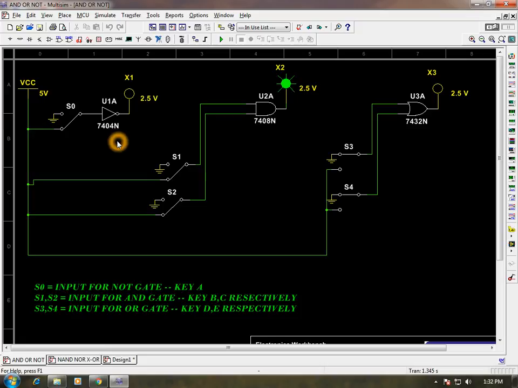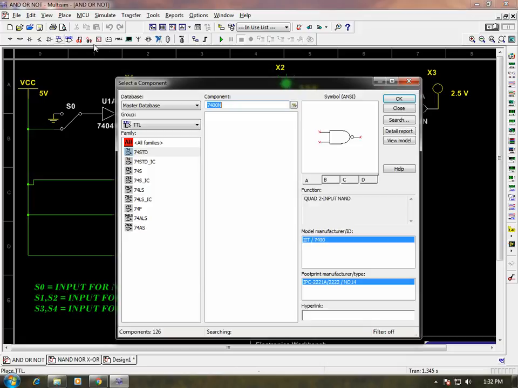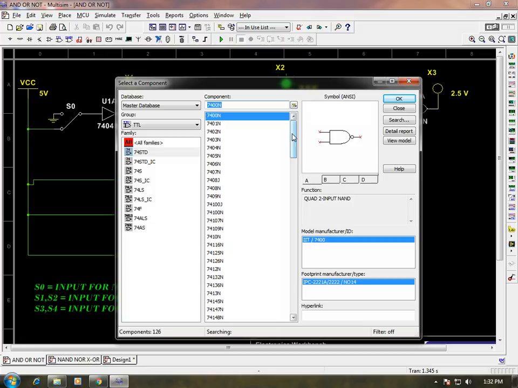So you need to know the IC number for NOT gates, the IC number for AND gates, and the IC number for OR gates. You can also find 3 input ANDs, 3 input ORs, and so on. So you need to remember the IC numbers to search from here, otherwise you can't search through so many numbers. What are these, and what do they do?